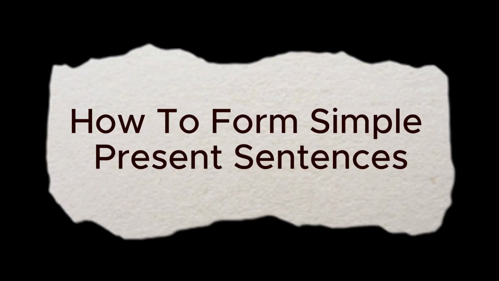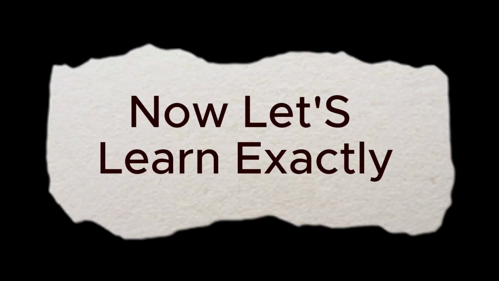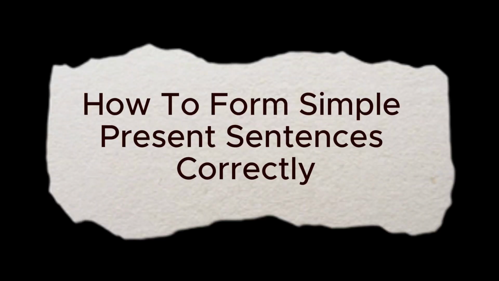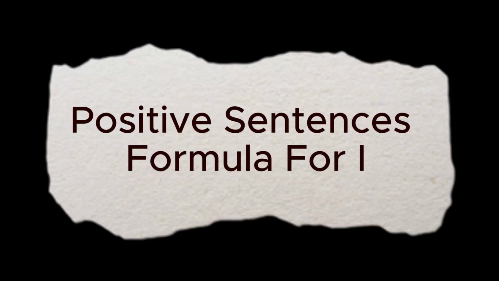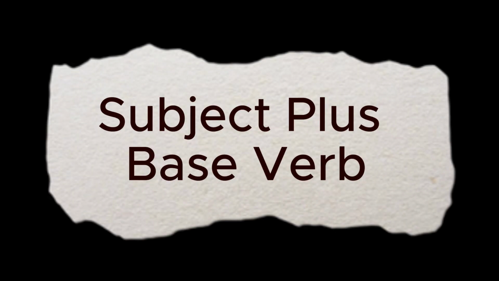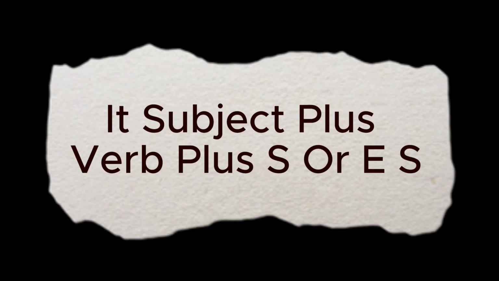How to form simple present sentences. Positive sentences. Now let's learn exactly how to form simple present sentences correctly. Positive sentences. Formula: For I, you, we, they: subject plus base verb. For he, she, it: subject plus verb plus s or es.